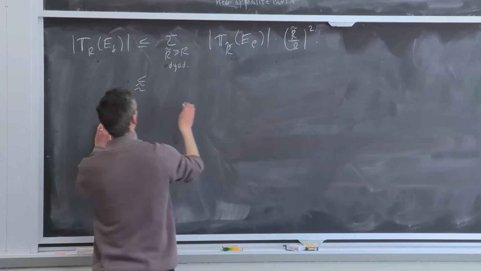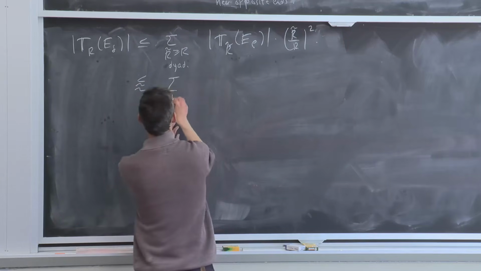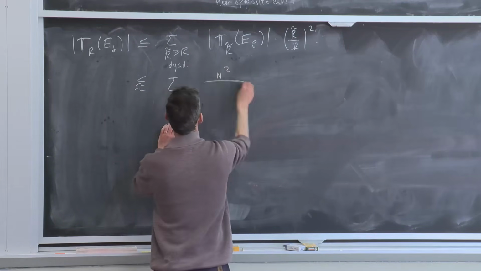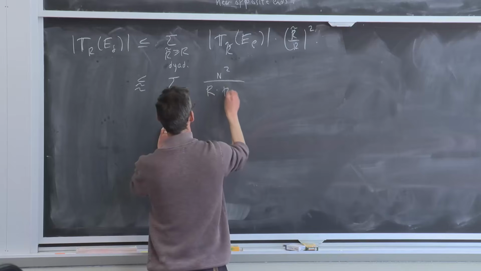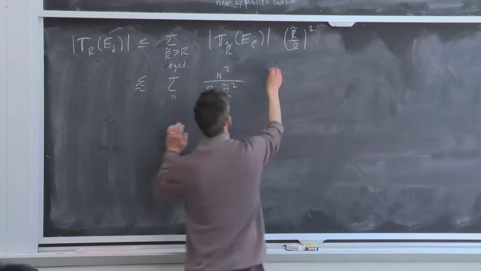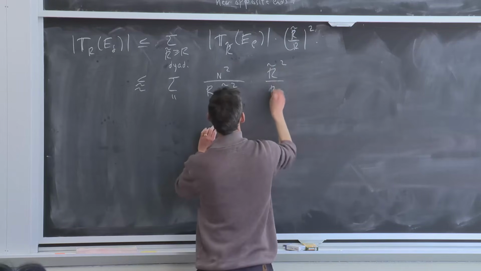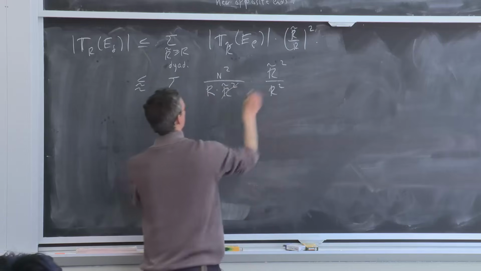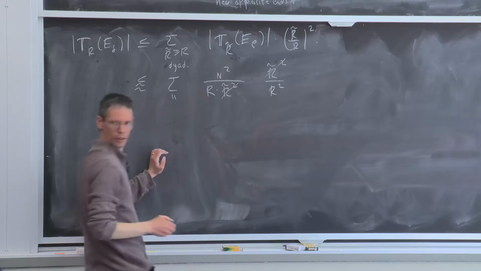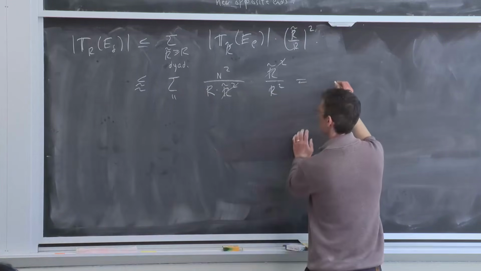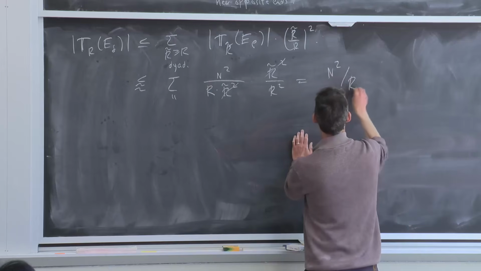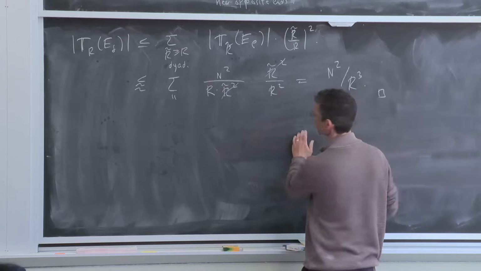So this is bounded by n squared over r times r tilde squared, and then we have r tilde squared over r squared. This just cancels, and we get n squared over r cubed. And that's the end of the proof sketch.